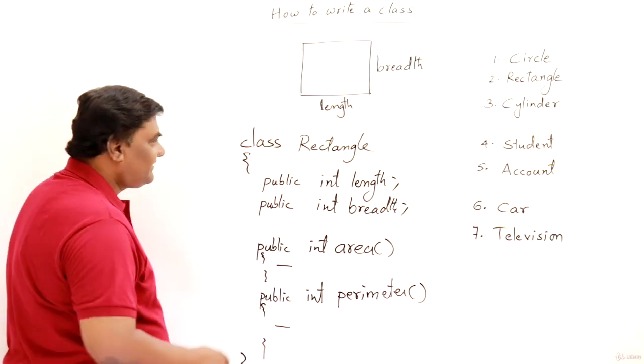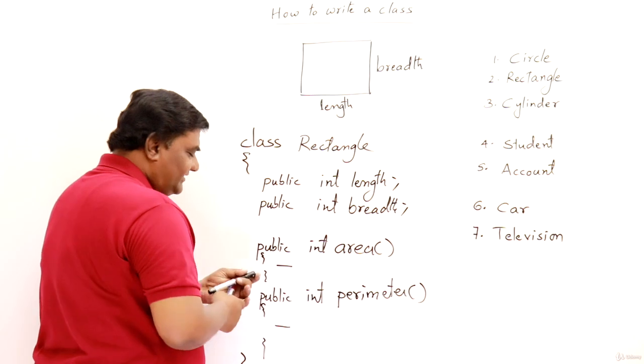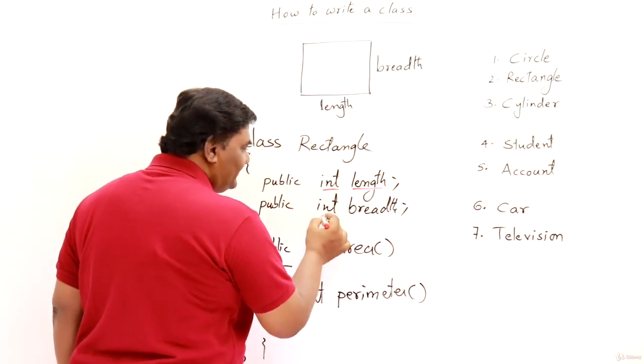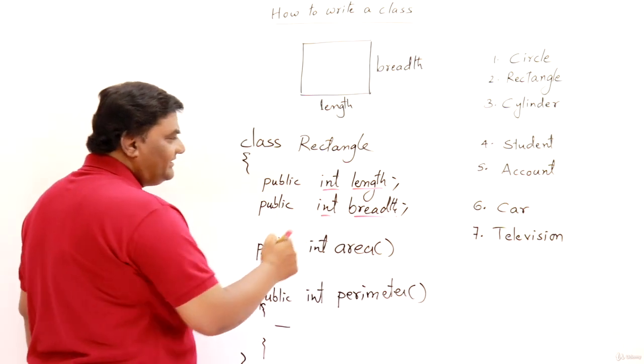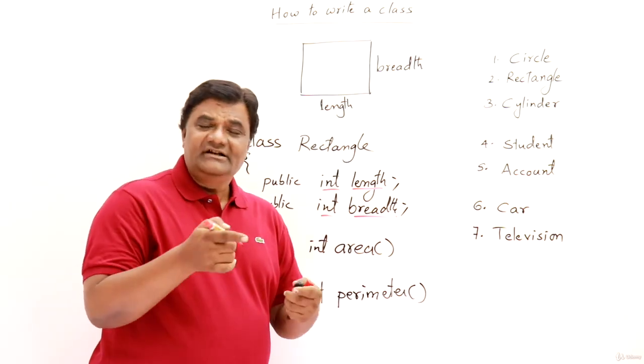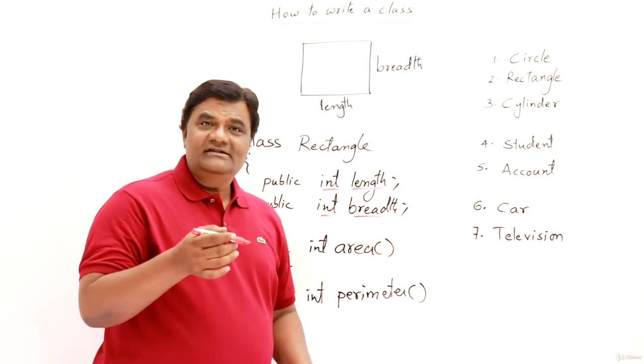So I have a class here. Class rectangle. Length is a property. You can see that it's a variable, an integer type variable. And an integer type variable breadth. Length and breadth are the properties. Now if you observe the previous one, for the circle, I have taken double as a data type. Now for this, I am taking int as a data type.